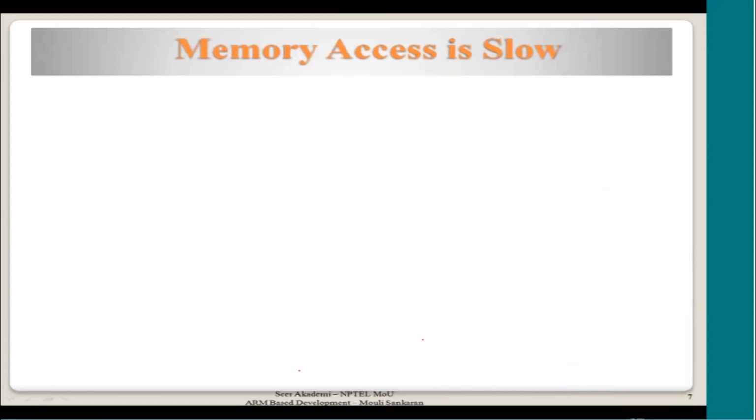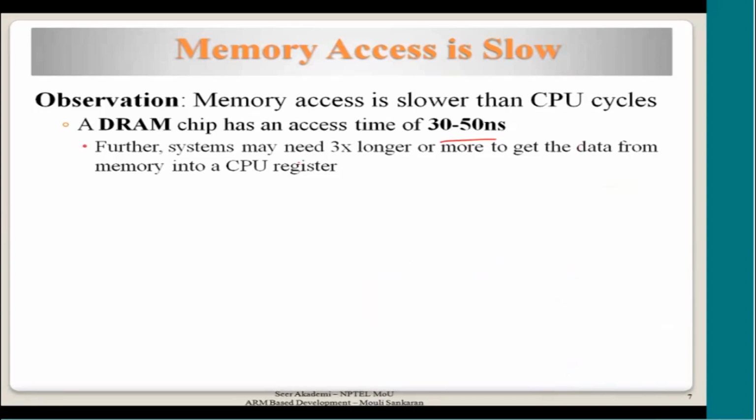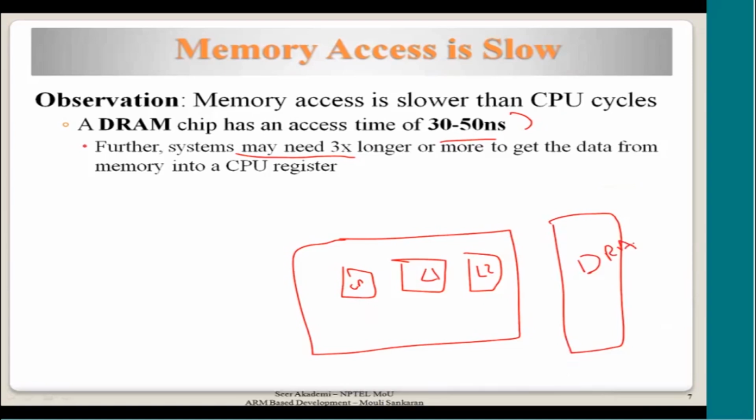Okay, now I explained that memory access is slower. Let me talk about that. So DRAM typically takes this many nanoseconds, and further systems may need 3x longer or more to get the data. The access time may be this much, but as I told you, the processor is deep inside. There is a cache in between, maybe level 1, level 2 caches, and then the DRAM comes outside. So even though DRAM has an access time of this, there is some more delay coming in.